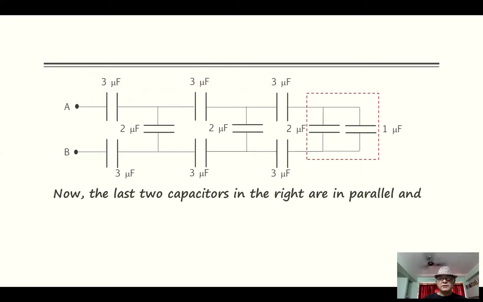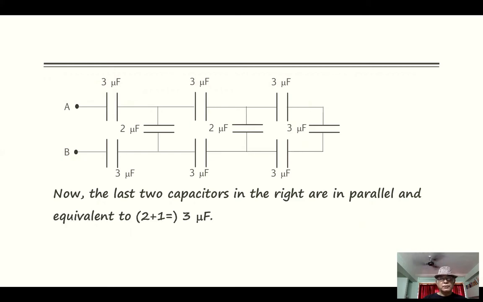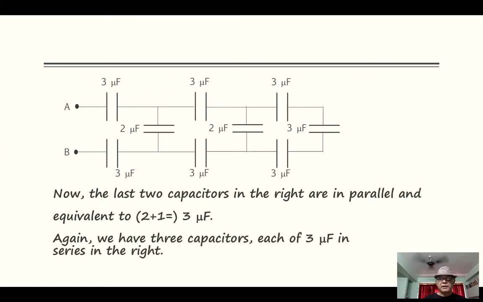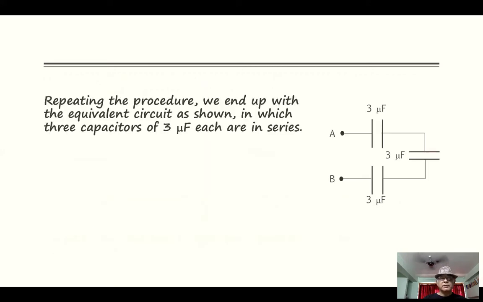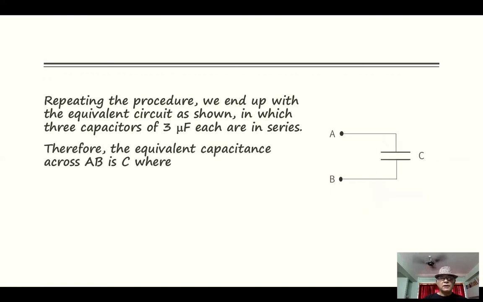Now, the last two capacitors on the right are in parallel and equivalent to 2 plus 1 equal to 3 microfarad. Again, we have three capacitors, each of 3 microfarad, in series on the right. Repeating the procedure, we end up with the equivalent circuit as shown, in which three capacitors of 3 microfarad each are in series. Therefore, the equivalent capacitance across AB is C, where finally C equal to 1 microfarad.